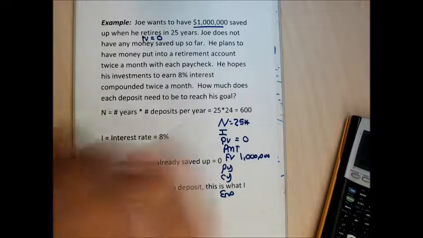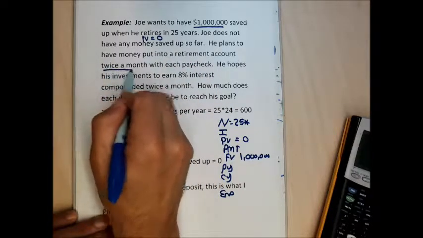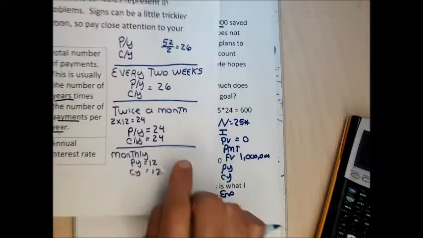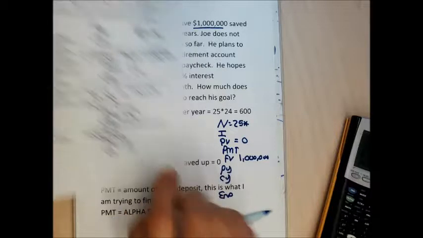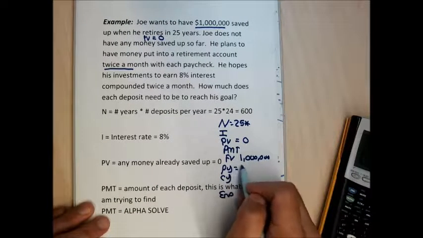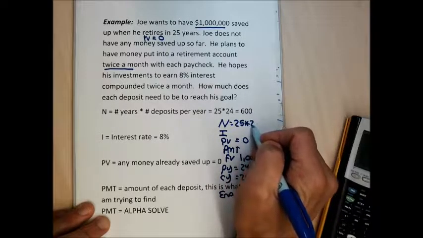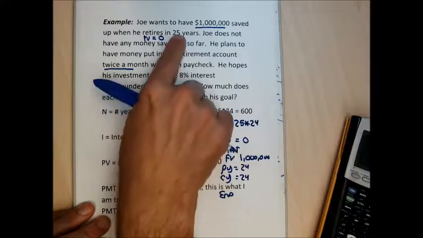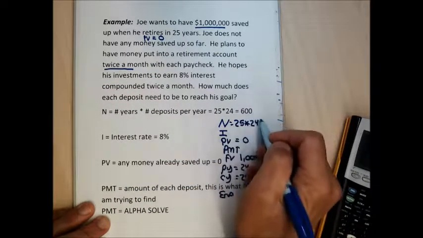He plans to have money put into a retirement account twice a month, and twice a month is going to help me fill in a lot. For twice a month, the PY and the CY are 24, and it's going to help me figure out the rest of the N, because the N is the number of years times the PY or the CY, and apparently 25 times 24 is 600.